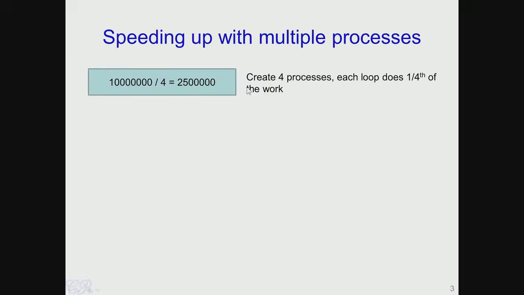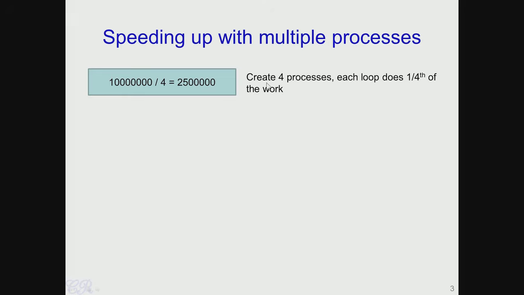Then we would create 4 processes, and each process will loop through a quarter of these numbers. That means the first process would loop through numbers from 0 to 2.5 million and find the sum of all these numbers.